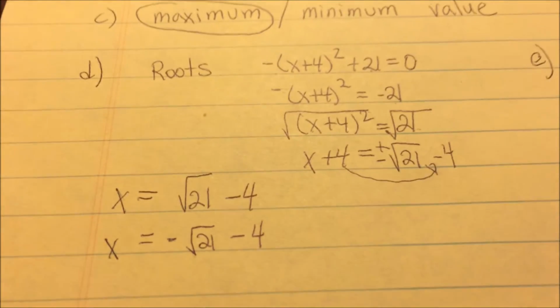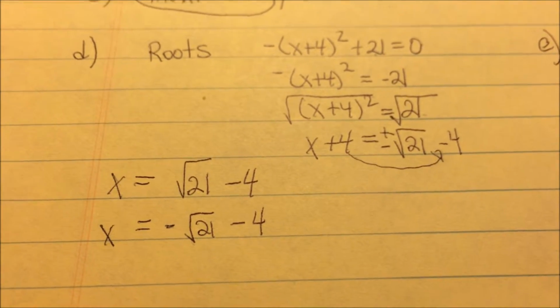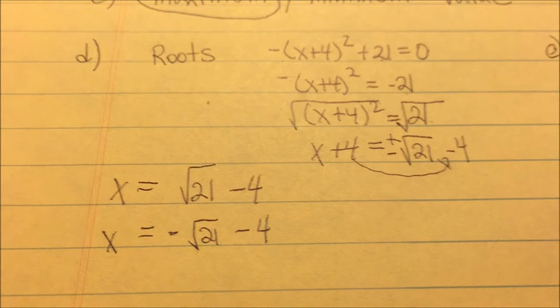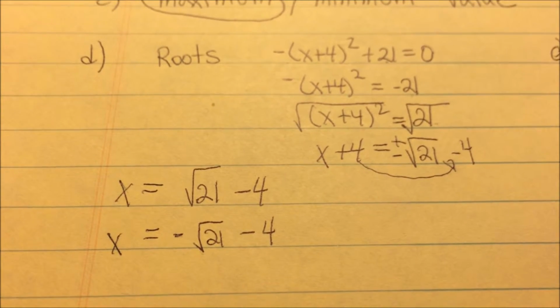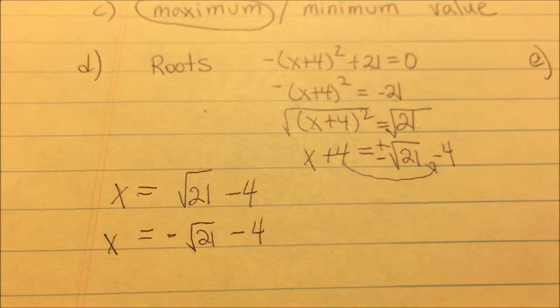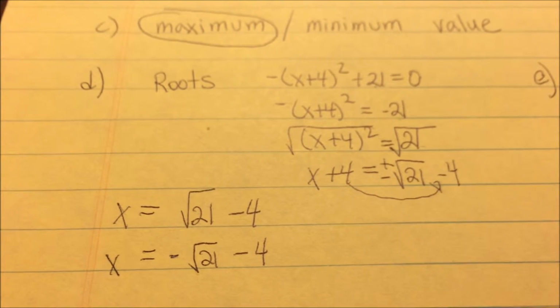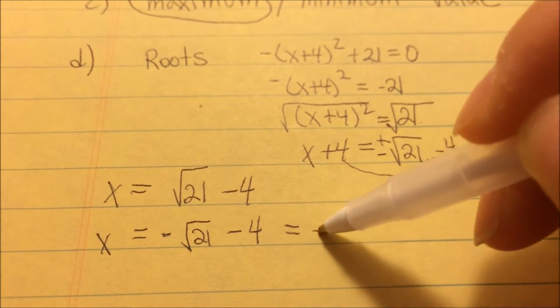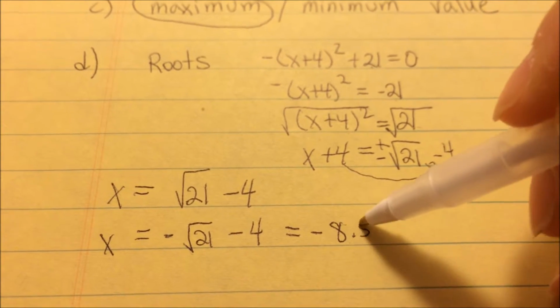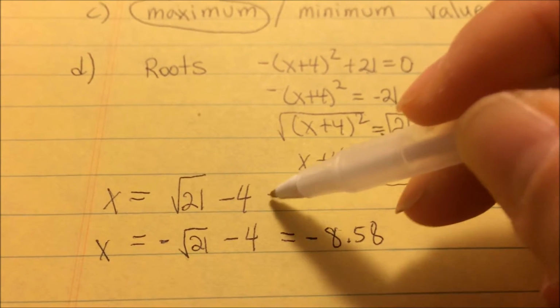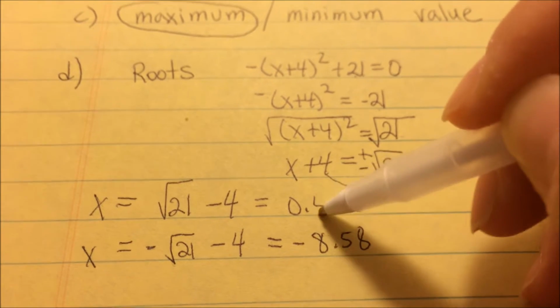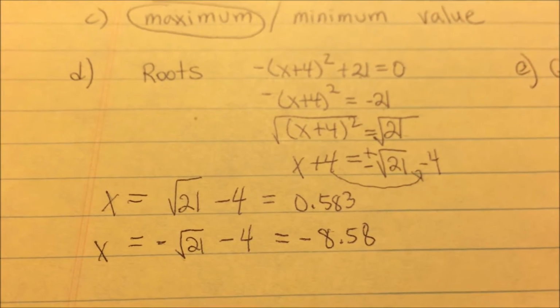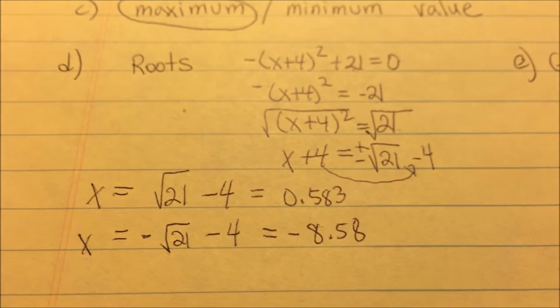Now, the 21 for right now, we're going to leave it since we're going to graph it out. I would then ask you to put it into your scientific calculator and work out the numbers. So when you work out the numbers, one of those should give us, I believe this one's going to give us negative 8.58. And then this is going to give us 0.583, somewhere around there. Okay? So from here, these are the roots.